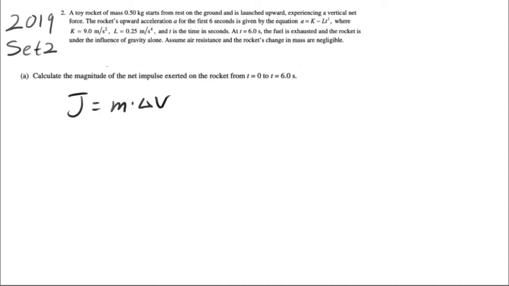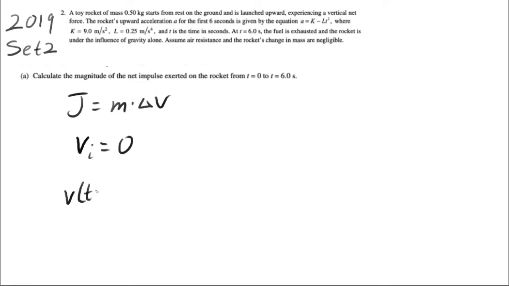If you choose to use the second option, you have to find initial and final velocity. The question says that the rocket initially starts at rest, so the initial velocity is 0 meters per second. That's easy to find out. Now we need to find the final velocity at t equals 6 seconds. So we can't use any kinematics because acceleration is not constant. But we can use displacement, velocity, acceleration relationships.